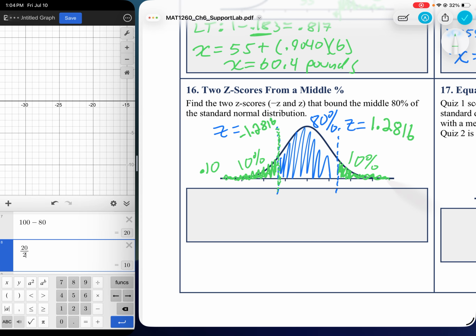if the two tails that we're cutting off are identical, and in this case they are. They're both 10%. But let's go make sure that we can do it the other way as well.